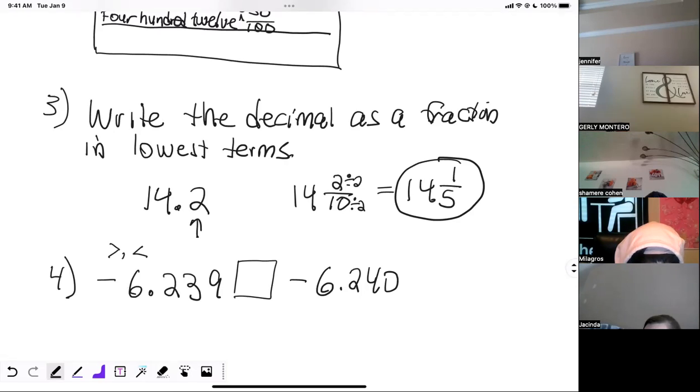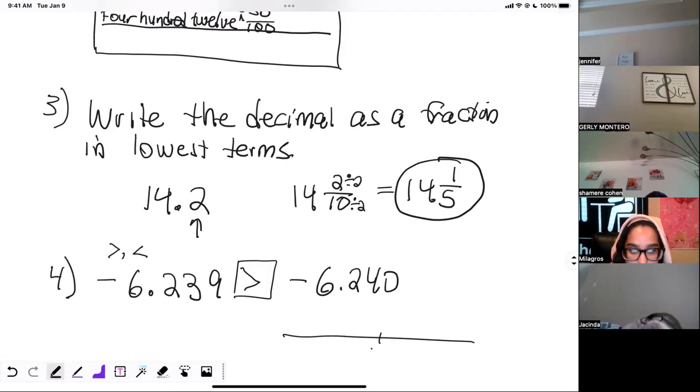Now they're negative, so I really want to highlight this. Negative means which number is closer to 0. It's backwards from positive. Because if both are positive, this would be the smaller one, but with negatives it's opposite. So this is the bigger one because it's closer to 0. If I did a number line and I have 6.239 in a negative direction.